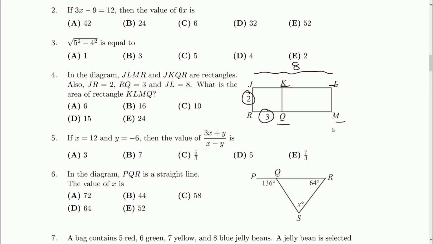Now we can say, well, it's obvious from the picture, but the diagrams are not always drawn to scale, so things that look true sometimes aren't. But if JLMR is a rectangle, we get a bunch of right angles here. And if JKQR is a rectangle, then we get right angles there, and therefore we get some right angles here. And so this is a rectangle. Okay? Now they're asking for the area of KLMQ.